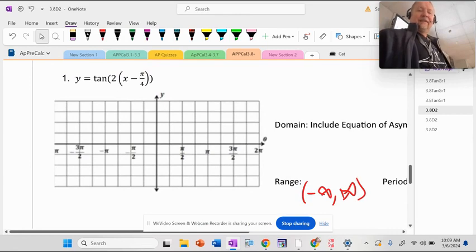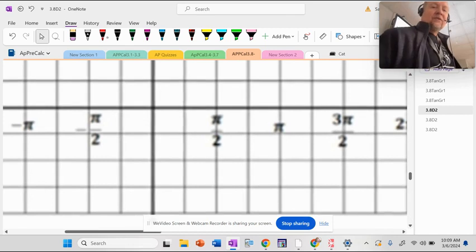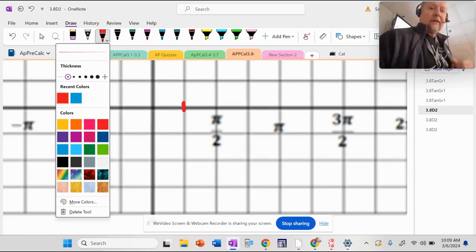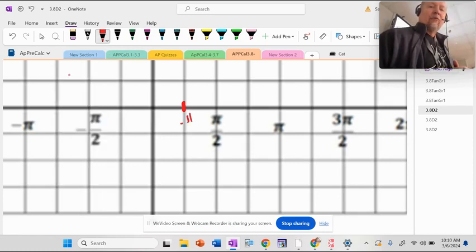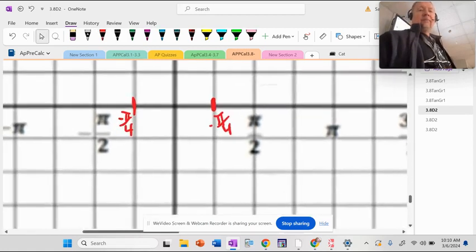Okay, so the period's pi over 2. So that means my first asymptote is here. I have to make this a little bit thinner because I have to zoom in here, as pi over 4. Remember, for tangent, the first asymptotes are half the period left and right of 0, 0. All right. We haven't phase shifted yet.